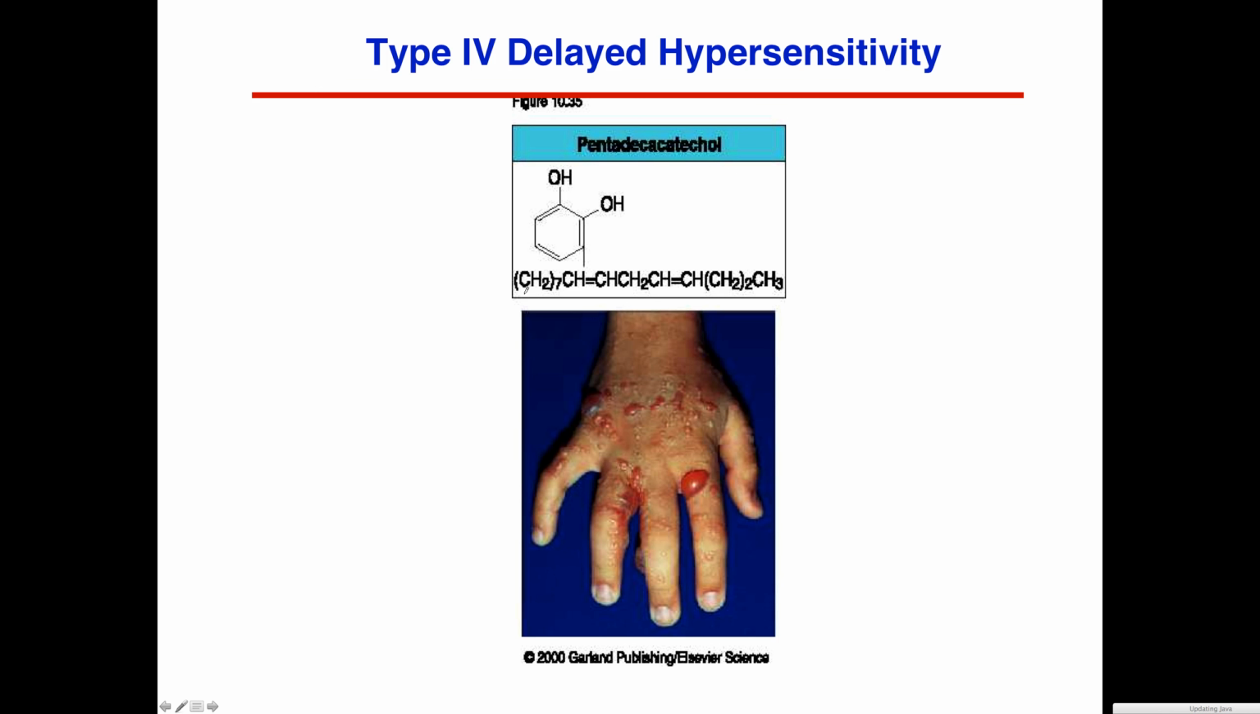It has two things about it that make it a powerful type 4 allergen. One is it has these hydroxyl groups which will bind to proteins and form covalent linkages with them. They're very potent in their ability to bind to almost any protein. Lots of different proteins can bind to those. These catechols will bind and form covalent linkages with them.